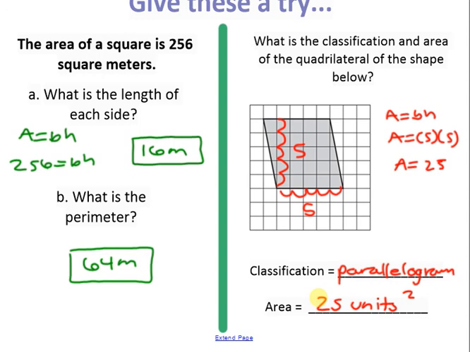And then here we have a parallelogram. The base is 5 units. The height, remember, from the highest point to the lowest point is also 5 units. So 5 times 5 would be 25 units.